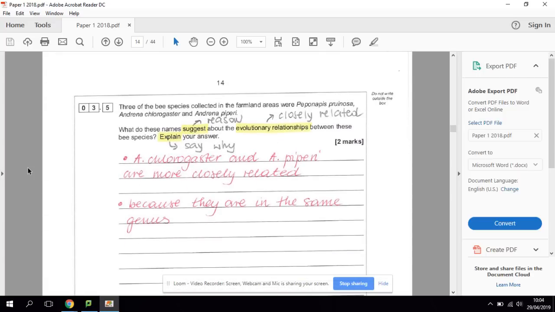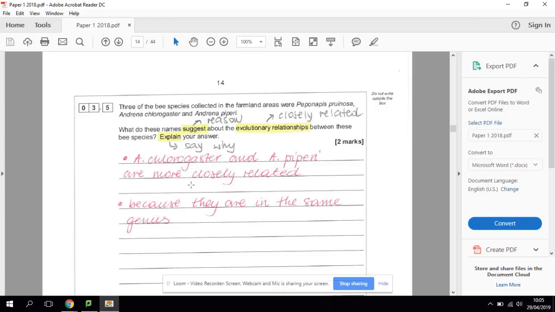So here, three of the bee species collected in the farmland areas had those different species names, and what do those names suggest? So again, give the reason about the evolutionary relationship. Think about being closely related, so a common ancestor between those bee species, and explain your answer. So use your knowledge. Two of those species are more closely related because they are in the same genus.